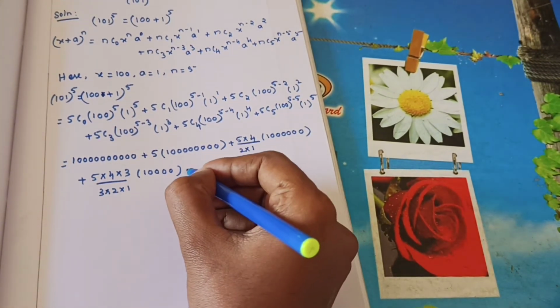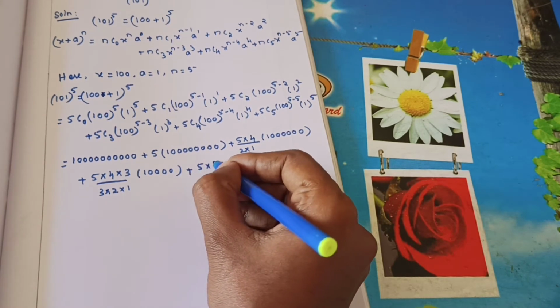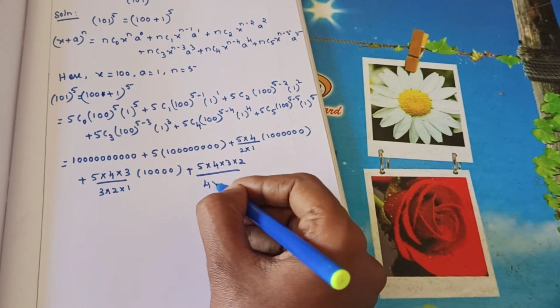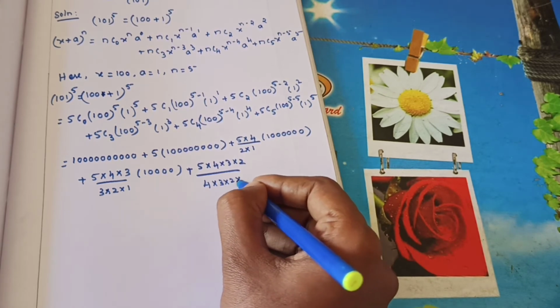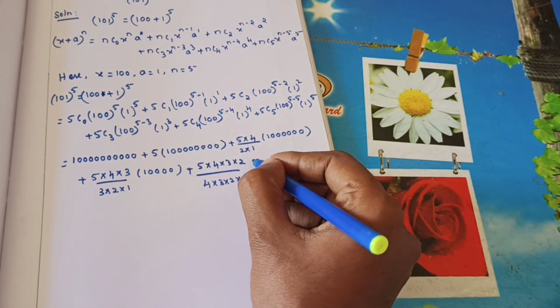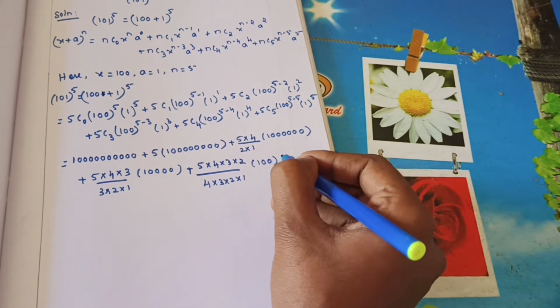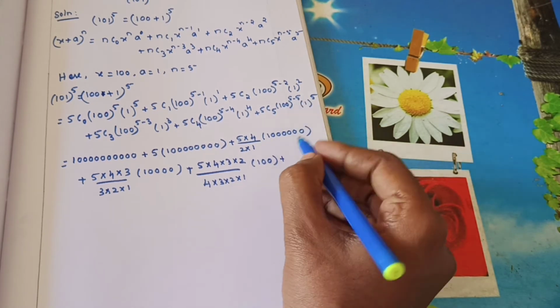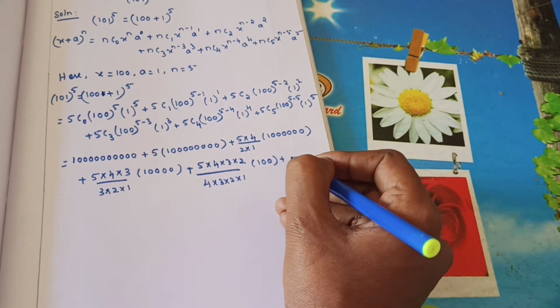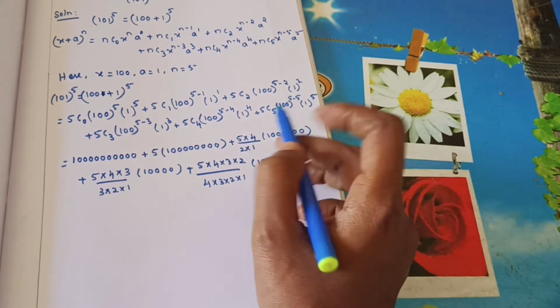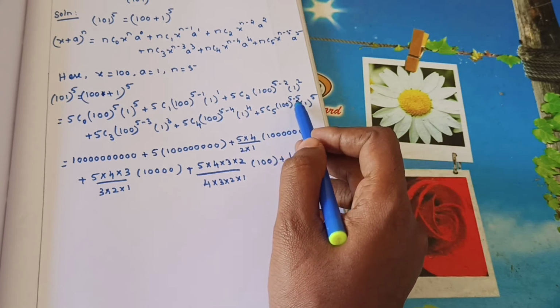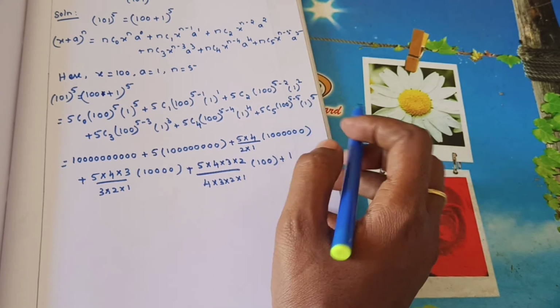Next one is plus 5C4, which means 5 into 4 into 3 into 2 divided by 4 into 3 into 2 into 1. 100 to the power 1, is it right? So into 100. The last term, 5C5, the value is 1, correct? 100 to the power 5 minus 5 means 100 to the power 0, so it will be 1. 1 to the power 5 is 1.